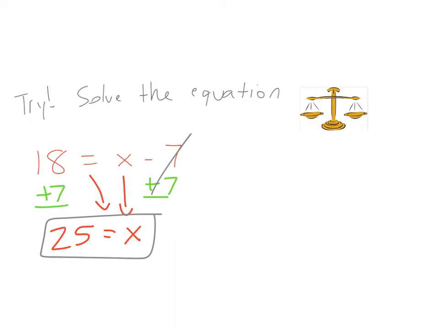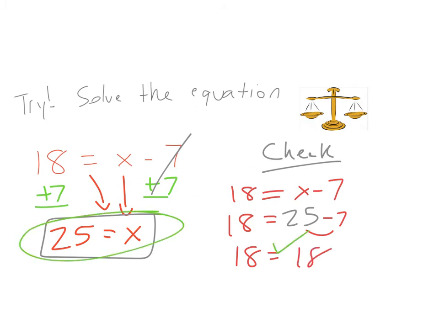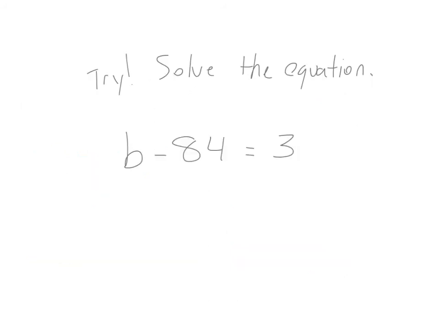Check your solution. So I'll write check right here. Rewrite the original. 18 equals x minus 7. Plug that 25 in there for x. And see, do we get a true statement? Well, 25 minus 7, so minus 5, minus 2. Yeah, 18, that works. Checks out. What brings balance? 25. That's our solution. All right, pause the video. Try this one.